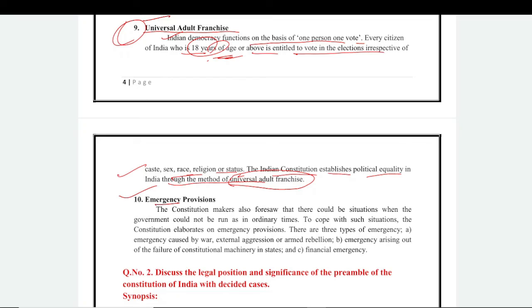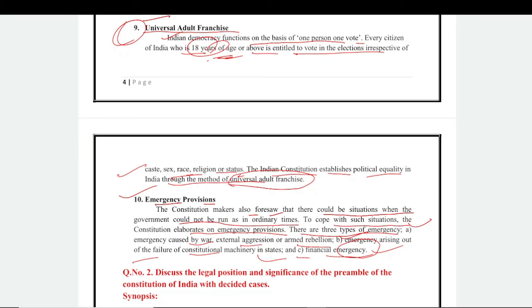Tenth, emergency provisions. The constitution makers also foresaw that there would be situations when the government could not be run as in ordinary times. To cope with such situations, the Constitution elaborates on emergency provisions. There are three types of emergency. The first one is the emergency caused by war, external aggression, and armed rebellion. The second type is the emergency arising out of the failure of constitutional machinery in the state. And the third type of emergency is financial emergency.